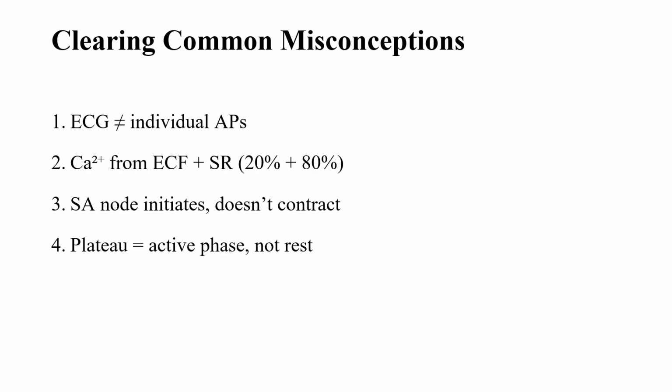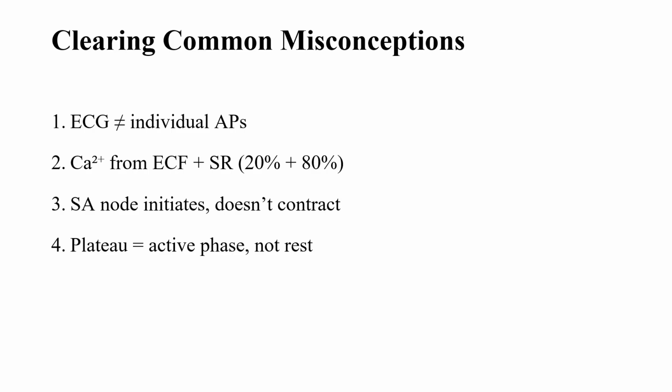Instead, it represents the summed electrical currents produced by millions of cardiac cells as they depolarize and repolarize together. So when you see a P wave or a QRS complex, think of it as the collective activity of the whole heart, not a single fiber firing.